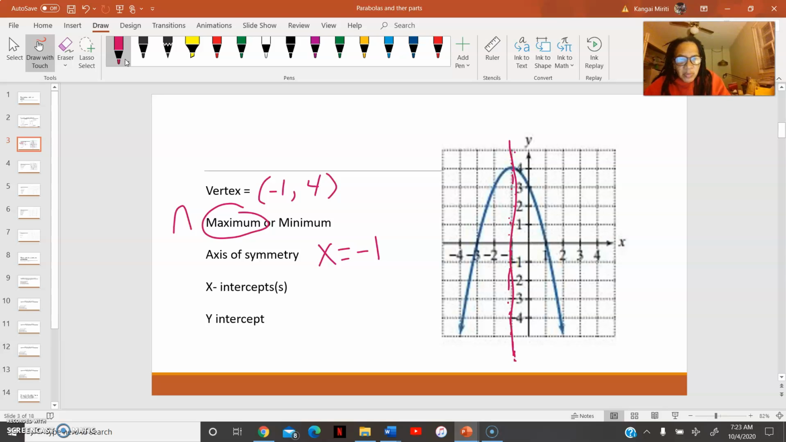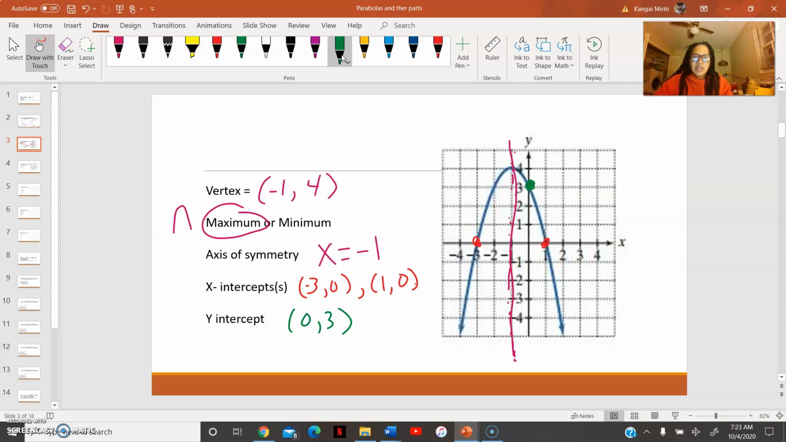The x-intercepts are where we cross the x-axis, so I see two of them, one right here and one right here. Let's list those as ordered pairs. So (-3, 0) is one of them, and the other one is (1, 0). And the y-intercept would be where this parabola crosses the y-axis, which is right there, and the coordinates of that point are (0, 3). So we've just identified all these parts on this particular parabola.